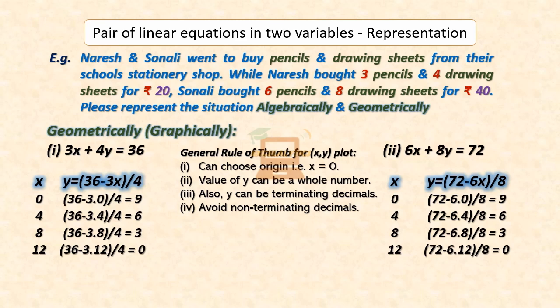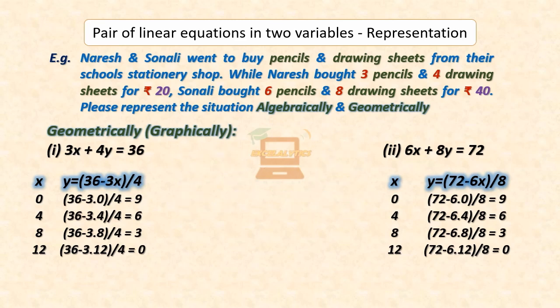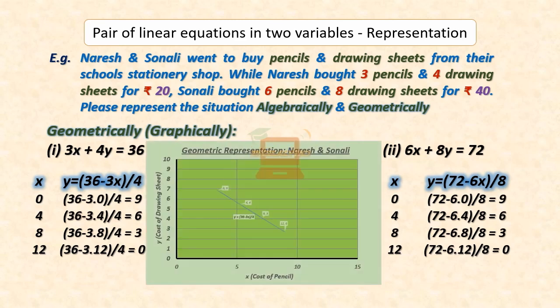So, the situation involving Naresh and Sonali can be represented geometrically by the graph as shown. It is interesting to note that the lines' equations overlap one over the other. That is, both lines coincide and are equivalent. Please pause the video, rewind and play again to absorb what has been covered in the topic.